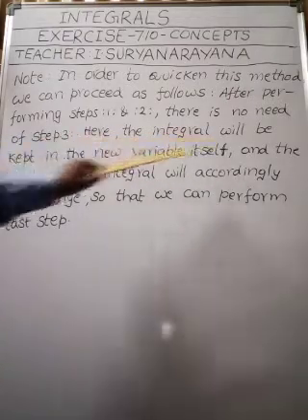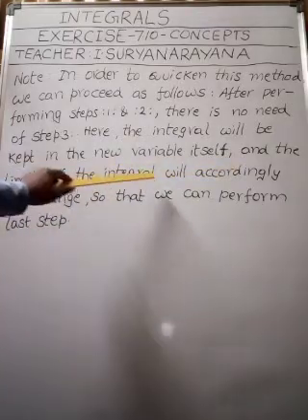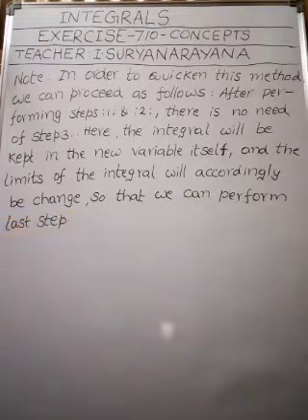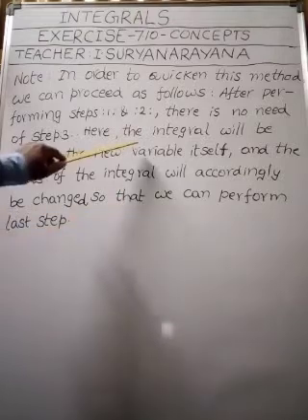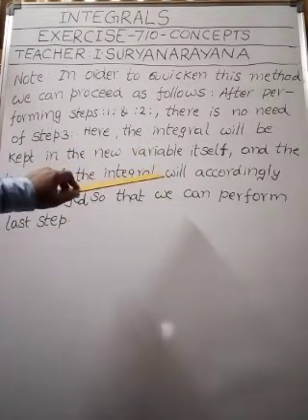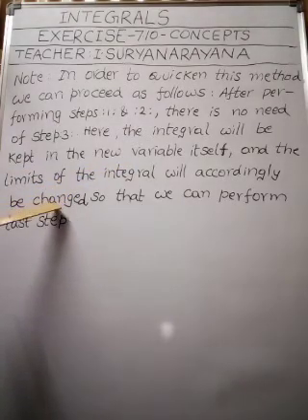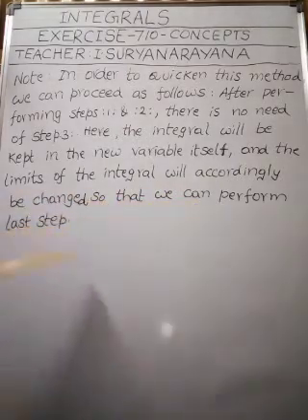Here the integral will be kept in the new variable itself, and the limits of the integral will accordingly be changed. We have to change the limits of the integral. We need not change the answer into the original variable. Here we have to change the limits according to the new variable, so that we can perform the last step. Understood this point, my children?